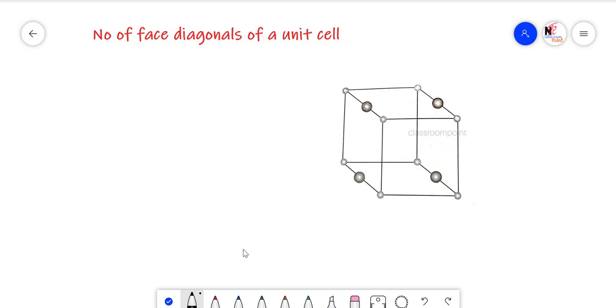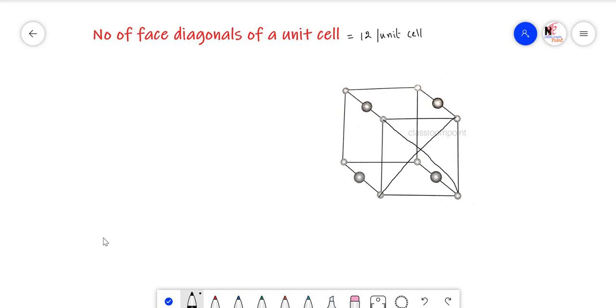Now let us discuss the number of face diagonals of a unit cell. If you connect two opposite corners along the face, it is called the face diagonal. Now I am connecting these two opposite corner points of the face. So each face has two, and there are 6 faces. So 6 into 2 equals totally 12 per unit cell.